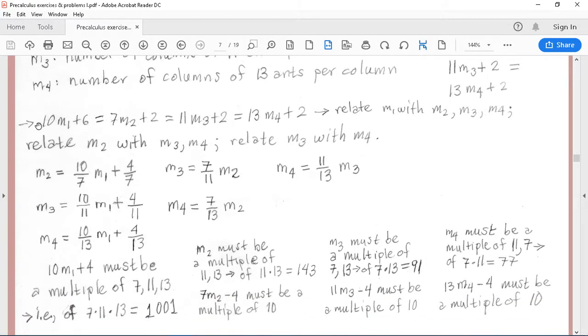So from here we have that M2 equals 10 sevenths of M1 plus 4 sevenths. M3 equals, let's go down this column. M2 equals 10 sevenths of M1 plus 4 sevenths. M3 equals 10 elevenths of M1 plus 4 elevenths, and M4 equals 10 thirteenths of M1 plus 4 thirteenths.